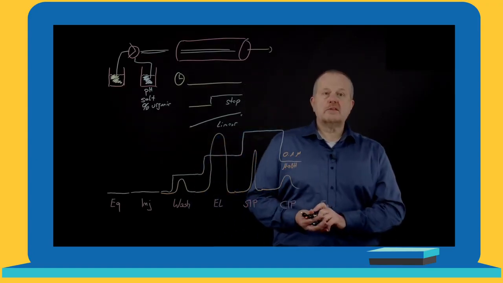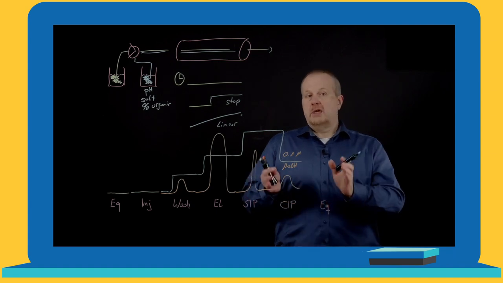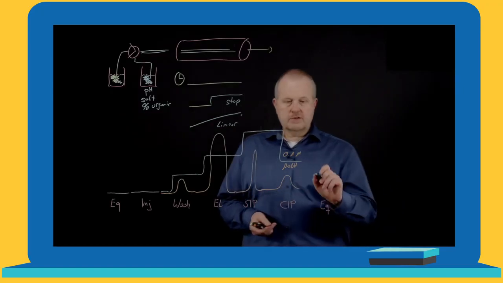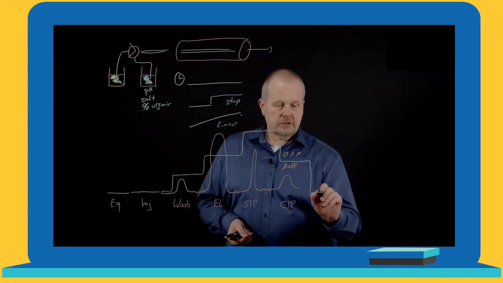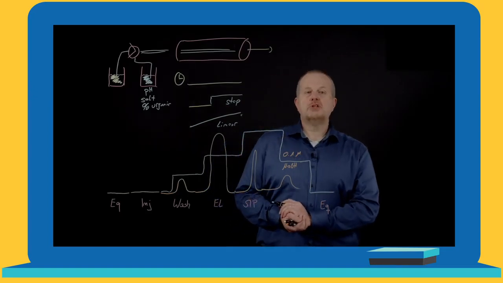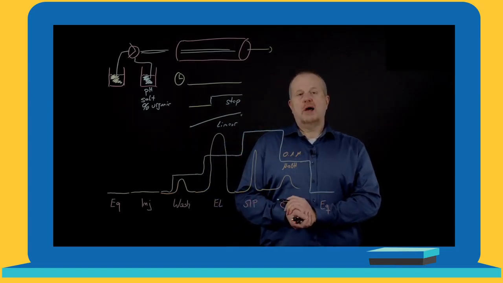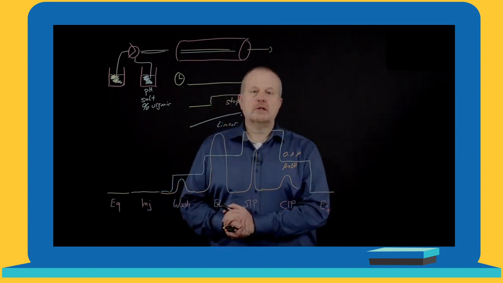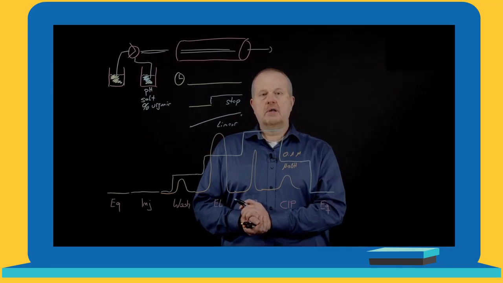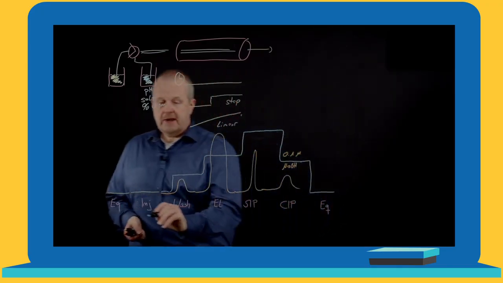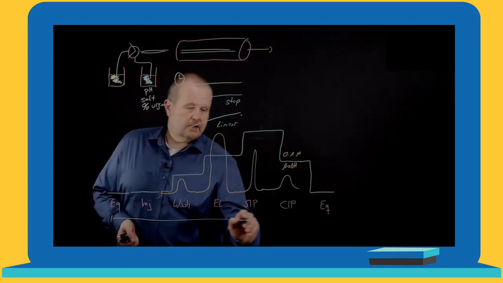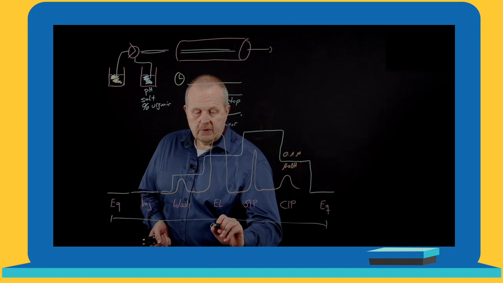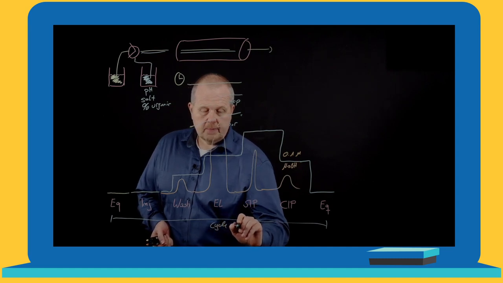After we have finished that step, we have to make sure that our column is again prepared for the next injection. So we have to go back to our initial mobile phase composition and re-equilibrate our column. And now we are ready to inject the next portion of our material to be separated. And everything from here to the re-equilibration here is what we call the cycle time.